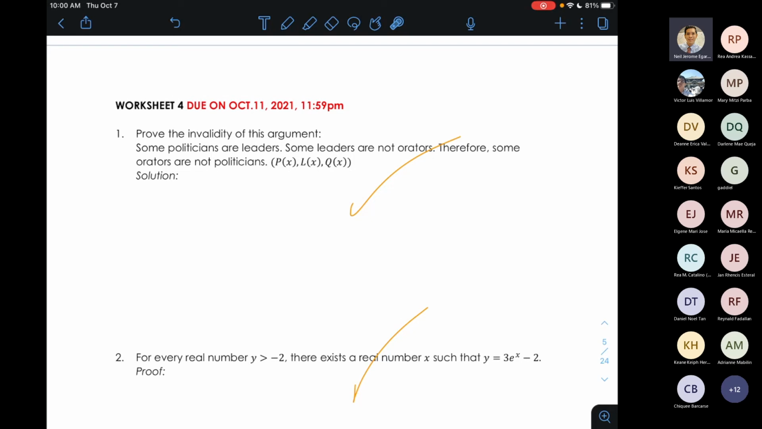Pero kung sa one-element model, naging valid yung argument, then punta kayo sa two-element model. So consider kayo ng P of A, P of B, L of A, L of B, Q of A, Q of B. Bigyan nyo sila ng truth values para mapakita na true implying false. And hopefully, okay na siya sa two-element model. Huwag na kayong pumunta ng three-element model. Hindi ko lang tanda yung sagot dito, pero I hope hindi siya lalampas ng two-element model. Okay?